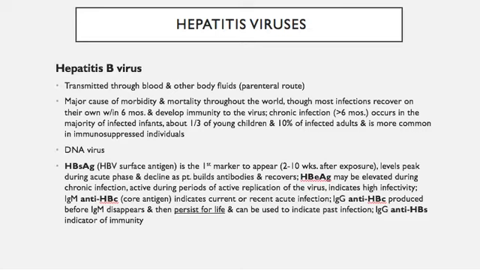And then the anti-HBc, which is the core antigen, IgM, again indicates a current or recent acute infection. IgG, anti-HB core, starts being produced before IgM disappears, and then that one's going to persist for life, can be used to indicate a past infection. And then the IgG anti-HBs is an indicator of immunity.